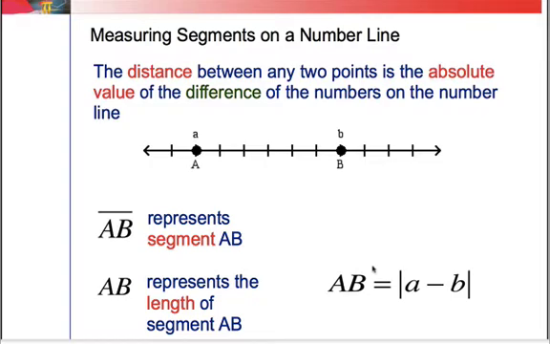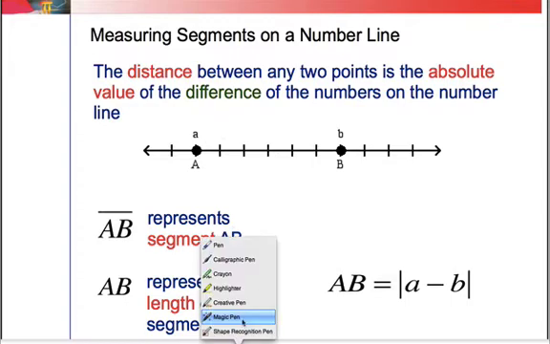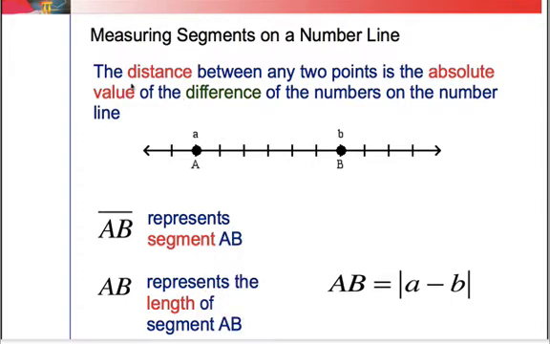Alright, so first we're going to start by talking about how to measure segments on a number line. And this first part is a little complex, so let's try to break it down. What we're saying is that the distance between 2 points on the number line is the absolute value of the difference of those numbers on the number line. Of course, remember that difference means to subtract.